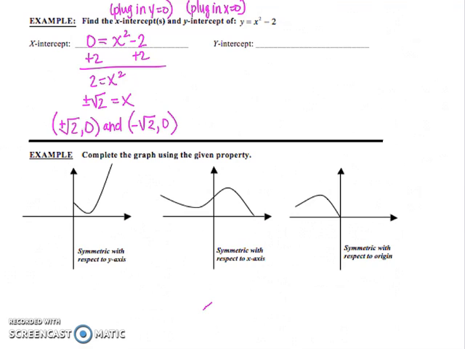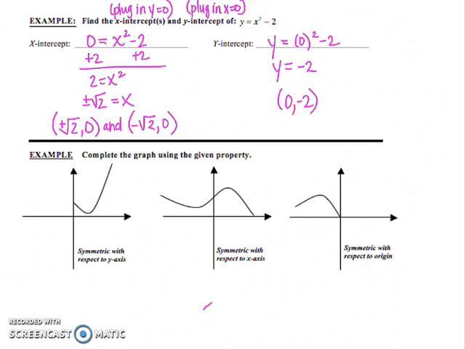The y-intercept, we're going to plug in x equals 0. So we're going to get y equals 0 squared minus 2, which just tells us y equals negative 2. So that is the ordered pair 0, negative 2. So we just found our x-intercept and our y-intercept.